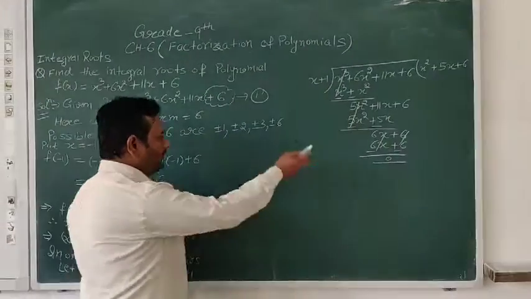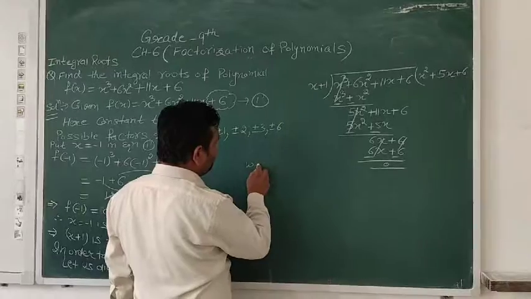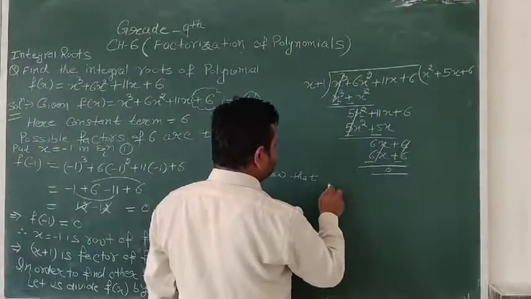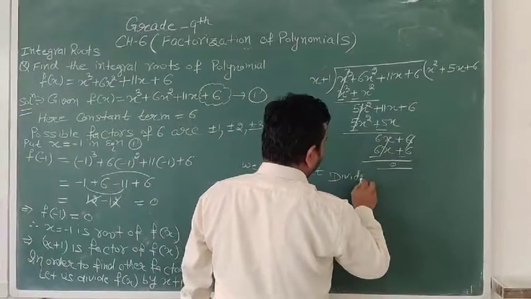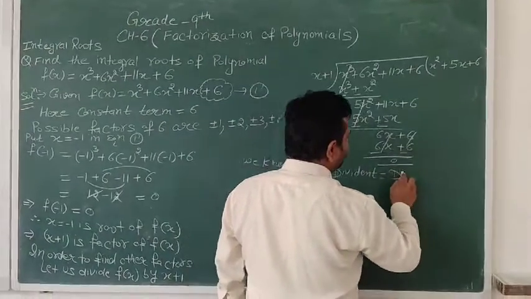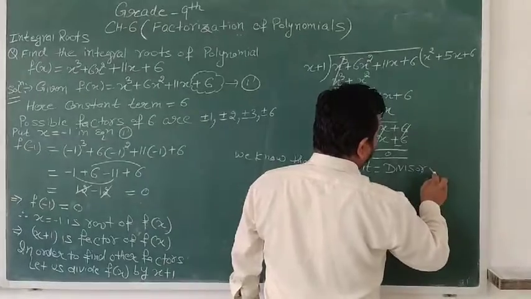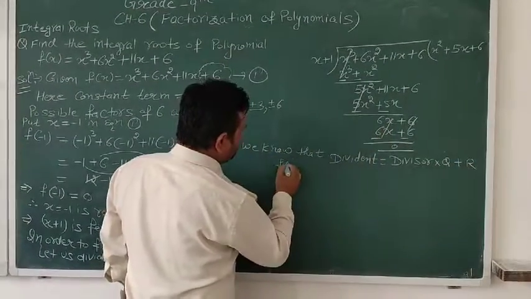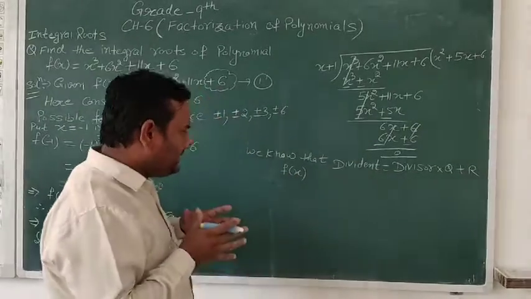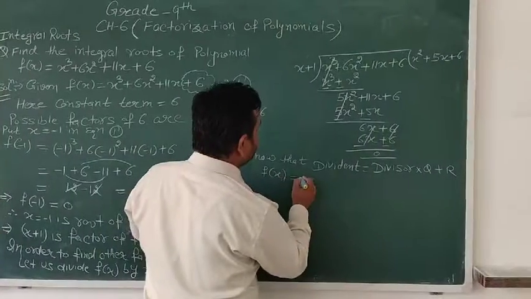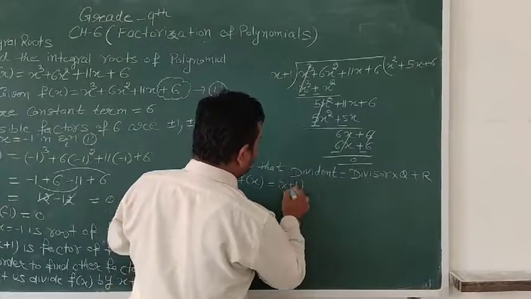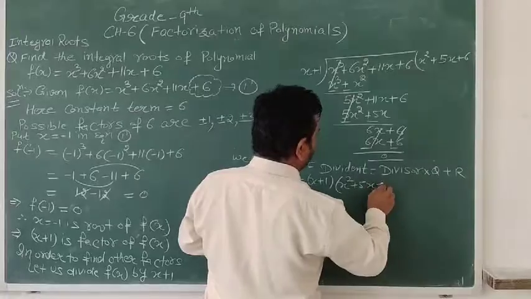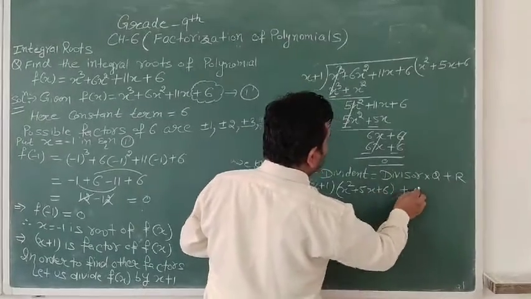Students, we already know one result. We know that dividend is equal to divisor into quotient plus the remainder. So dividend is our given polynomial, that is f of x is equal to divisor, students, x plus 1, and quotient is x square plus 5x plus 6 and the remainder is 0.